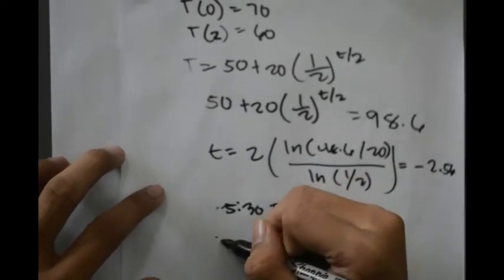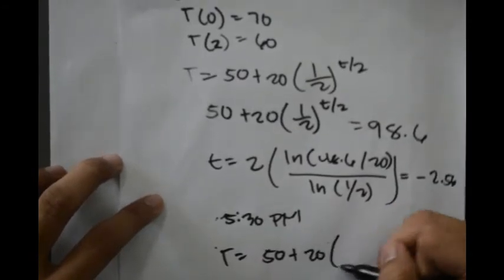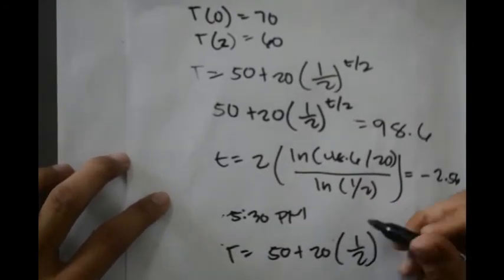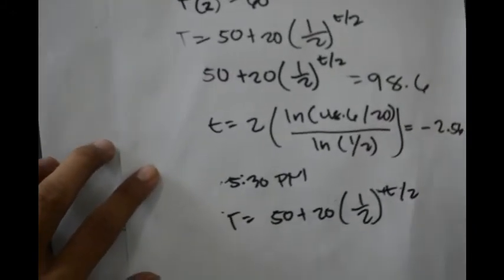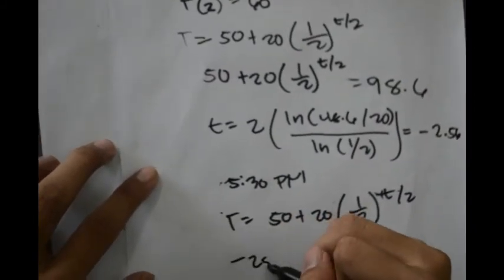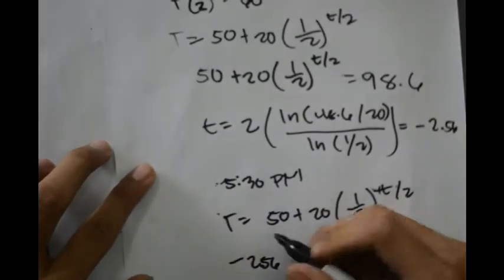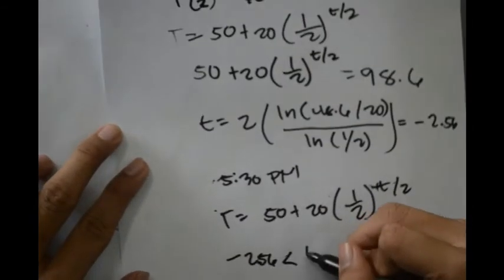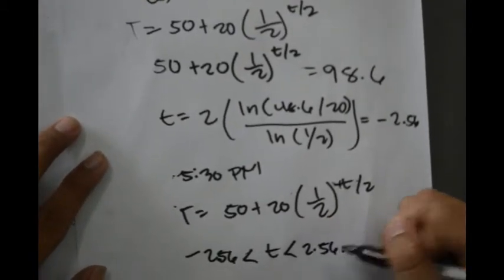Here is a graph of the function T = 50 + 20 (1/2)^(t/2) over the interval of negative 2.56 less than t less than 2.56.